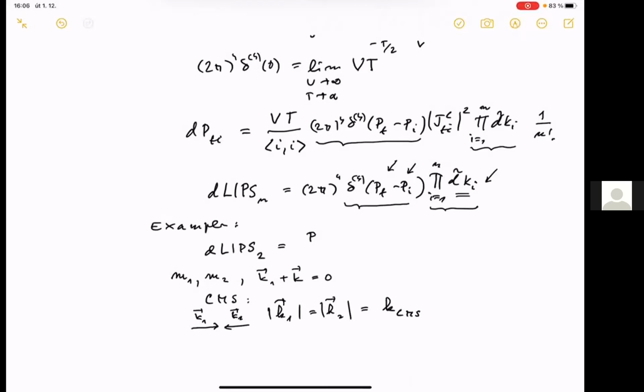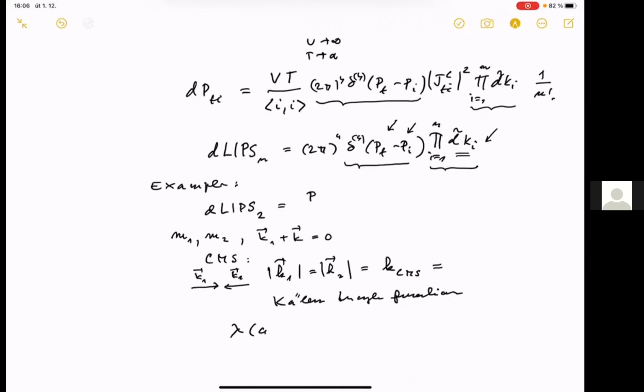And this can be calculated, and you will do it during the exercises in the seminar. You can calculate it using the so-called Källén triangle function. This is a function of 3 variables, a, b, and c, which is defined as a² + b² + c² − 2ab − 2ac − 2bc. And the absolute value of the momentum in this center of mass system can be expressed in terms of this triangle function of the Mandelstam variable s.